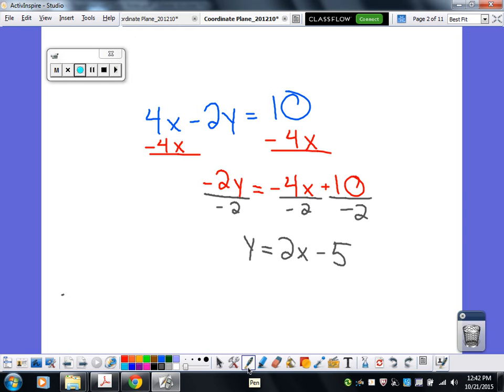So y equals 2x minus 5. So guys, what's the slope of this line? 2x. No, x is never part of the slope, just that's the coefficient in front. So it's 2. What's the y-intercept? Negative 5. Does this make sense, guys?